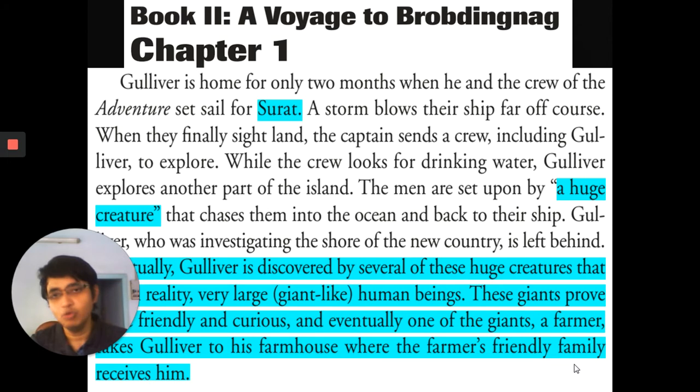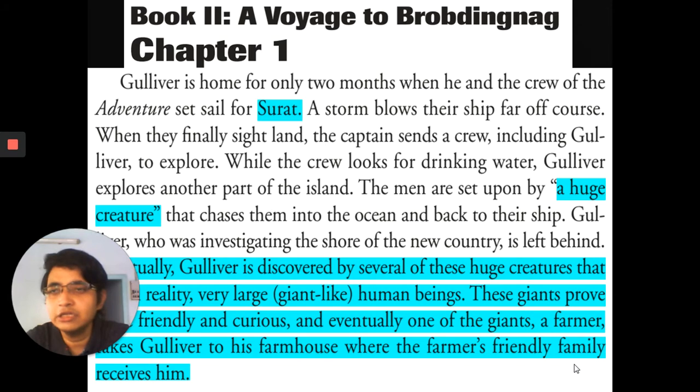Today, I'll begin Book 2, A Voyage to Brobdingnag, chapter 1. So let us begin. As I've already told you, there is a recurrent pattern throughout Gulliver's Travels. What is that recurrent pattern? It keeps happening in Gulliver's Travels that Gulliver returns home and then again commences a voyage to an unknown territory. Perhaps he begins a voyage to a known territory, then the ship loses its way and arrives in an unknown territory.